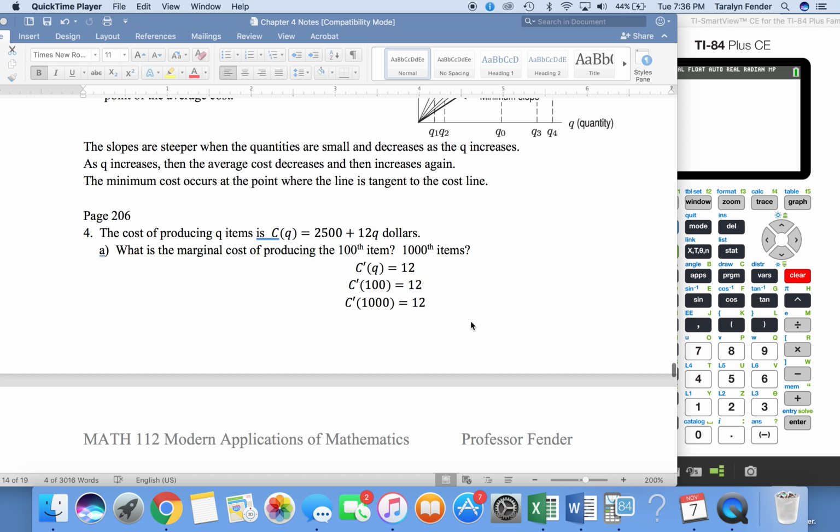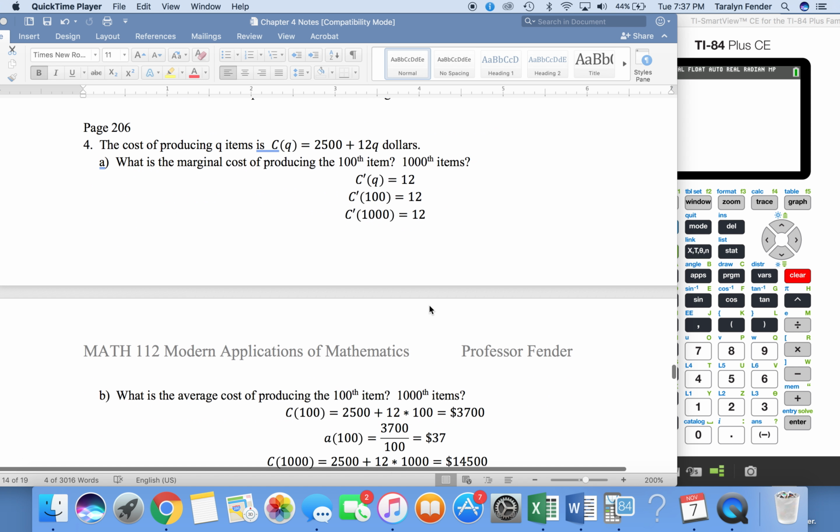Okay, so here we have problem number 4 on page 206, and it is the cost of producing Q items: C of Q is equal to 2,500 plus 12Q dollars. What is the marginal cost of producing the 100th item or the 1,000th item? C prime of Q is $12. C prime of 100 is also $12. C prime of 1,000 is also $12.